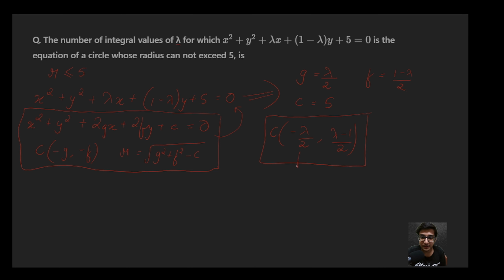So this is our minus g, this is our minus f. So let us find out what our radius would be. Root under g square, this would become lambda square by 4, plus f square, lambda minus 1 whole square by 4, minus c, minus 5. So this is our radius, and they've told us that radius is always less than or equal to 5. So we have to basically solve this equation, try to find out what are the values of lambda that would satisfy this equation. Of course, we know that radius would always be greater than equal to 0. So we can write one more equation here so that there is a limit set. And based on this, we have to find out the number of integral values of lambda that would satisfy this equation.